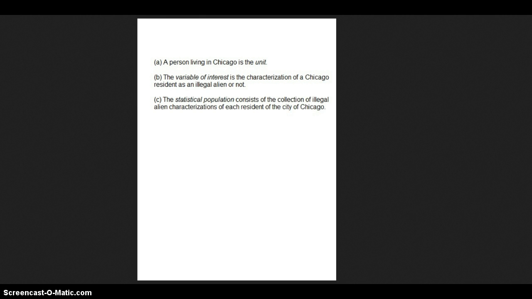So there are different ways you can say it; that's one of the possible answers. You can also say the statistical population is the set of responses from each single person living in Chicago, whether he or she is illegal or not.